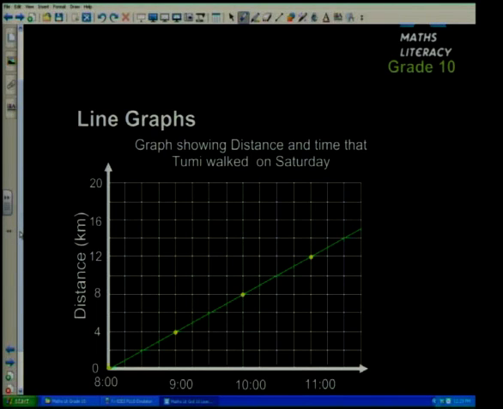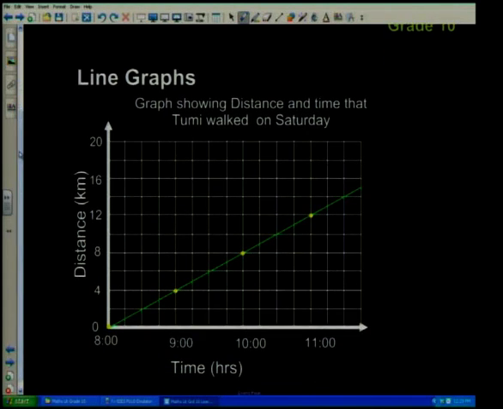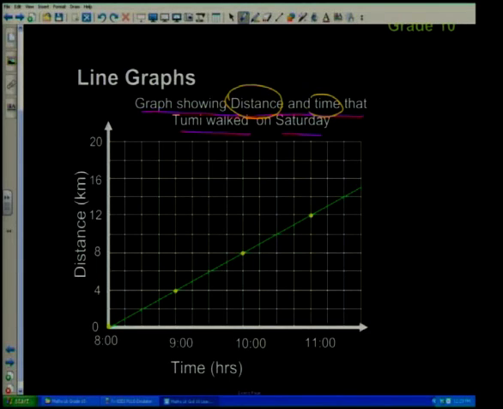We're interpreting. So the first thing we're going to do when we've got our line graph is read the title. This is a graph showing the distance and time that Tumi walked on Saturday. So what am I looking at? Remember I told you that your title needs to have both variables. Well, where are my variables here? I'm looking at the distance and I'm looking at time. So I'm going to just delete those yellow lines. Those are my two variables, and I know that we're looking at Tumi and a walk on Saturday.